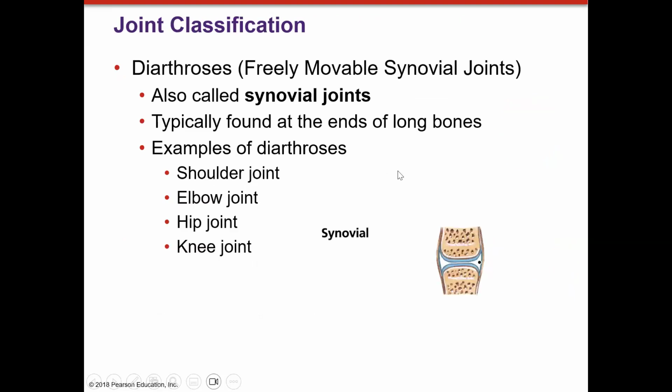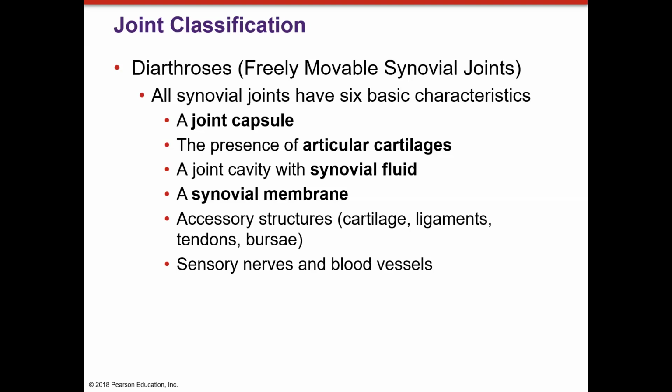Diarthrosis, these are the freely movable joints. Again, kind of what we think of when we think of joints. So we're thinking shoulder, elbow, hip, knee. They're also called synovial joints, typically found on the ends of long bones. Diarthrosis would be freely movable synovial joints.